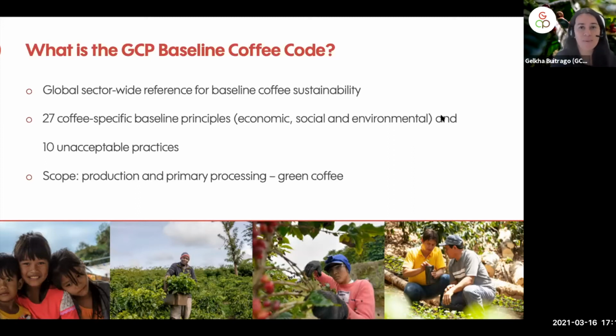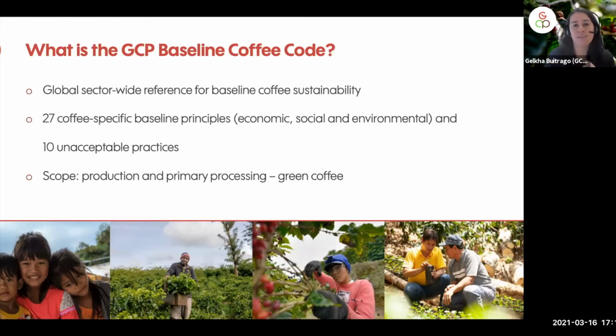So in the next couple of slides, I'm going to present a couple of pieces of information that are important for the context. I'll start with what the Baseline Coffee Code is, a bit of history, how this sits within the work that the Global Coffee Platform does, and who are the users of this reference code, before we dive actually into the process and more details.